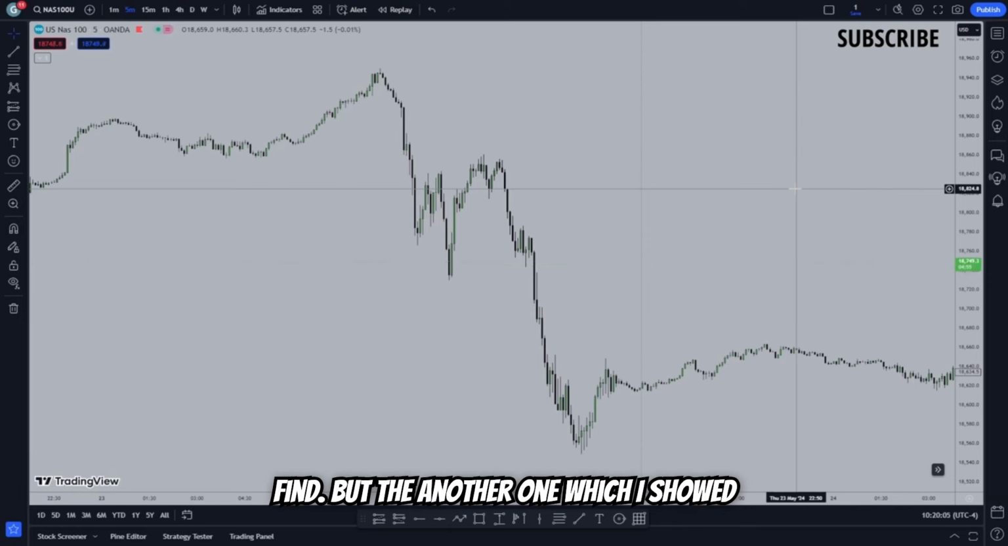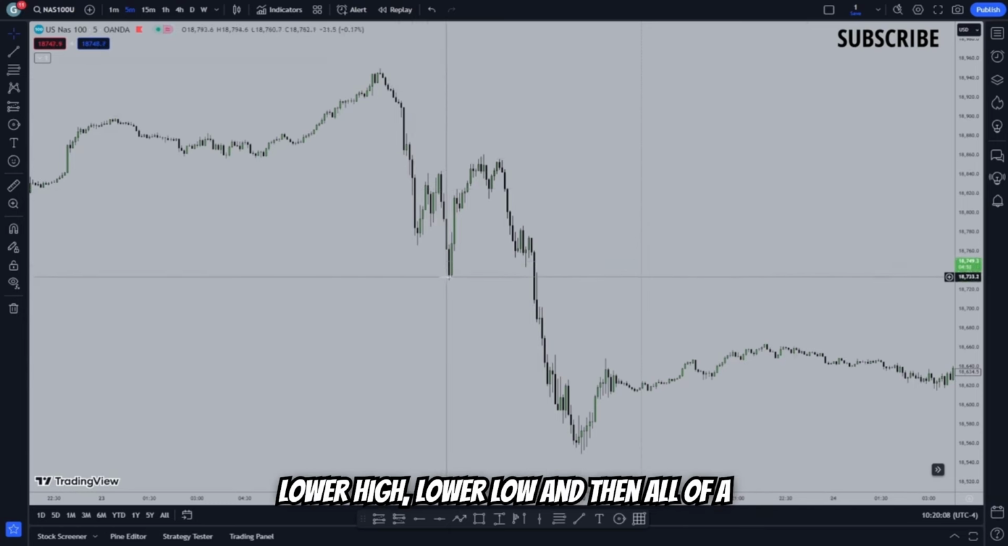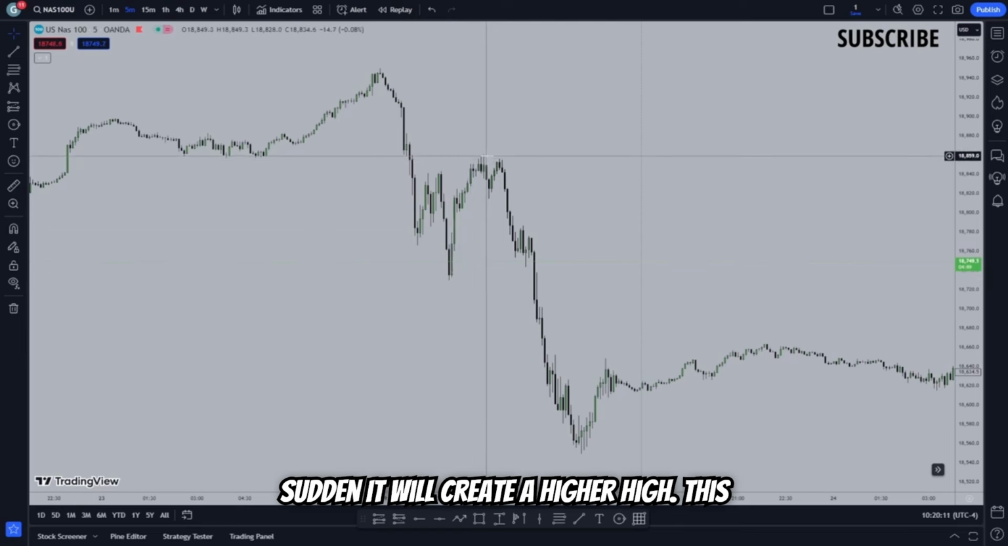But the other one which I showed you, where price will create a lower low, lower high, lower low, and then all of a sudden it will create a higher high, this can happen 90% of the time. Okay, and another one is the consolidation. Everybody knows that in consolidation there are fake breakouts. So you can take trades on those fake breakouts. If it's a bullish breakout, take a sell over there. Okay, and if it's a bearish breakout, take a buy over there.